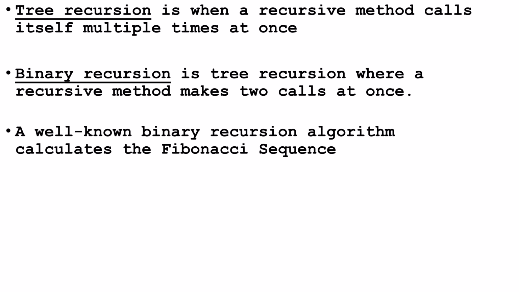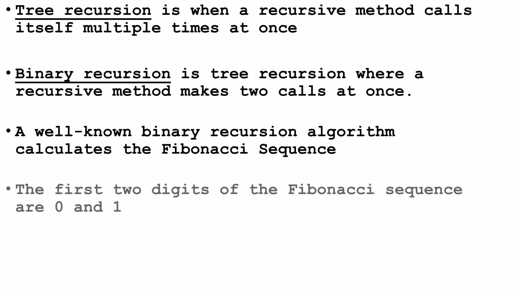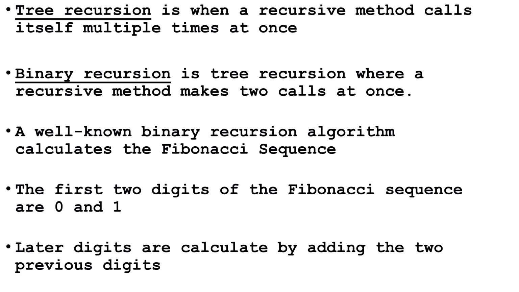A well-known binary recursion algorithm that we're going to look at calculates a Fibonacci sequence. The first 2 digits of the Fibonacci sequence are 0 and 1. Later digits are calculated by adding the 2 previous digits. Let's take a look at the Fibonacci sequence. We start out with 0 and 1.